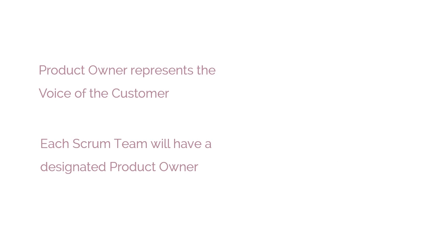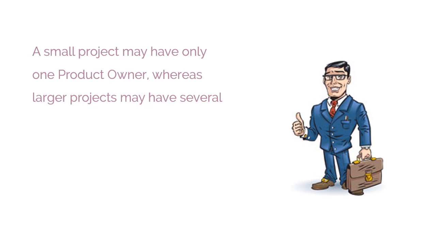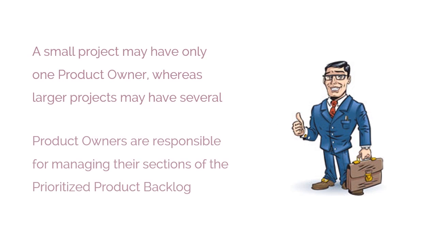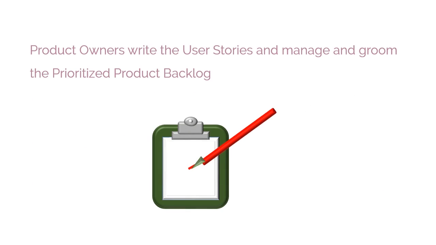Each Scrum team will have a designated product owner. A small project may only have one product owner, whereas larger projects may have several. These product owners are responsible for managing their sections of the prioritized product backlog. Product owners write the user stories and manage and groom the prioritized product backlog. The product owner role is described in more detail in section 3.4.